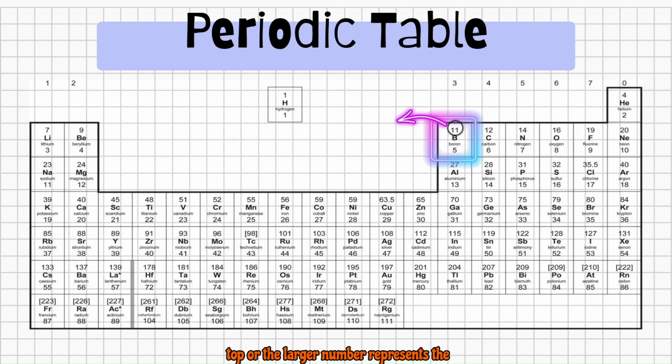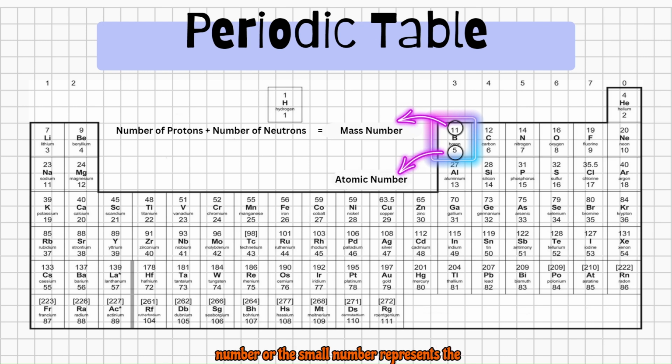The top or the larger number represents the mass number, which is equal to the sum of the number of protons and the number of neutrons. The bottom number or the small number represents the atomic number, which is equal to the number of protons. And the number of protons are equal to the number of electrons.